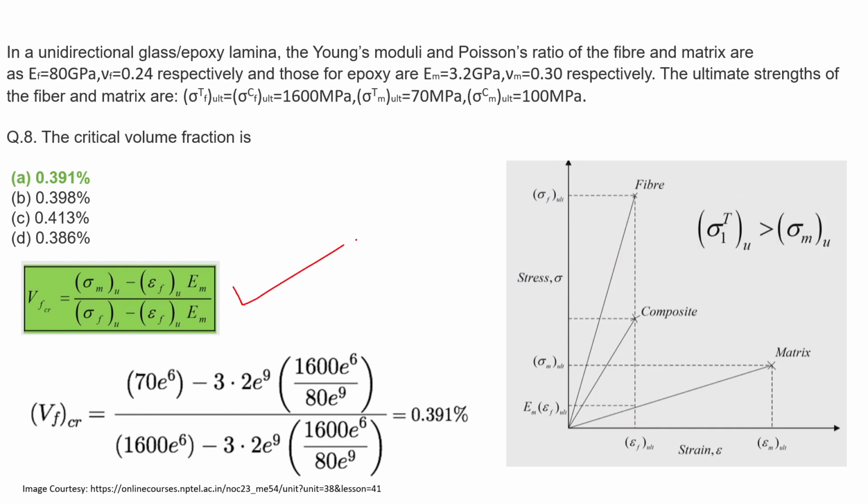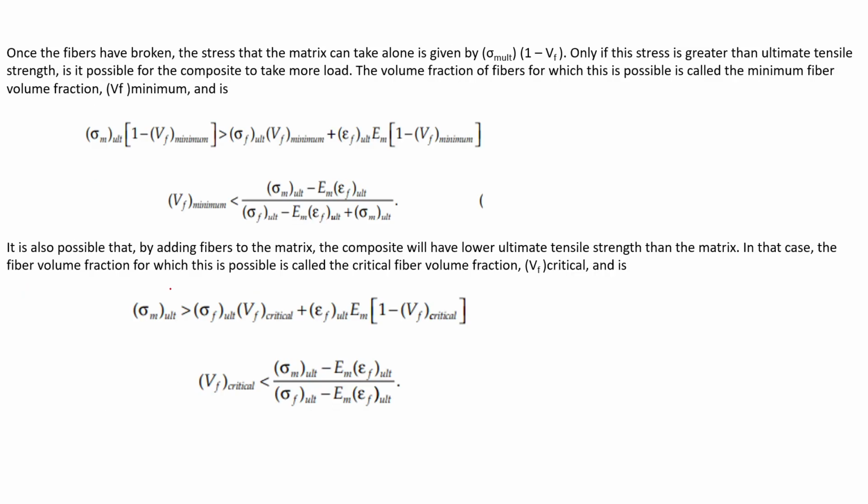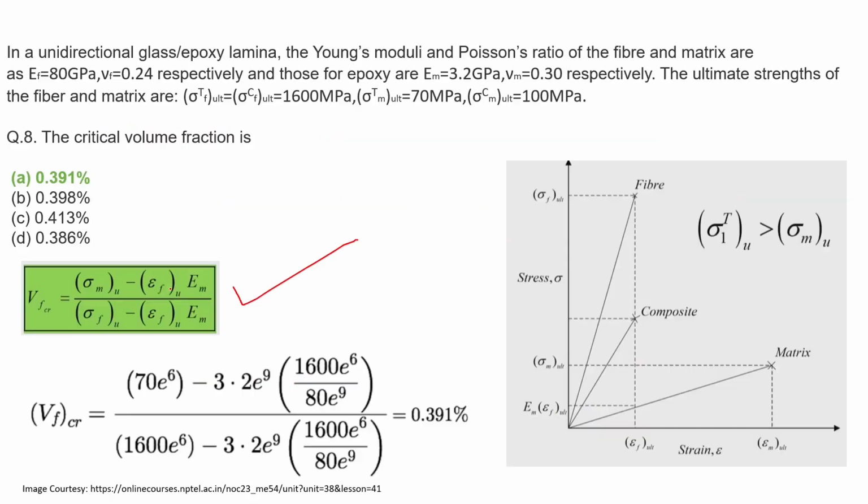So this is the equation for critical volume fraction, which is equal to the ultimate stress of the matrix minus... sigma m ultimate, 70 megapascal, minus Em value, given as 3.2 gigapascal, multiplied by epsilon f.